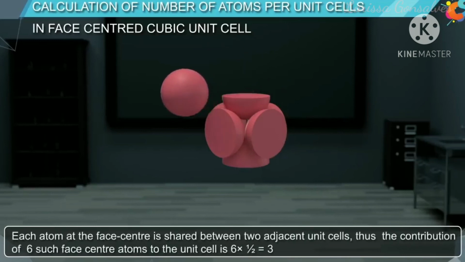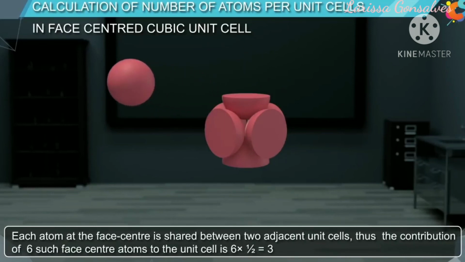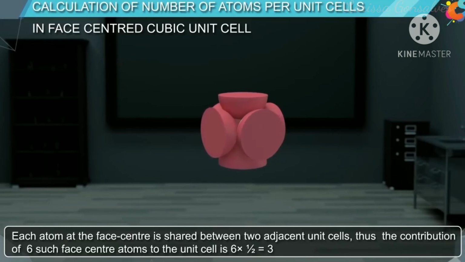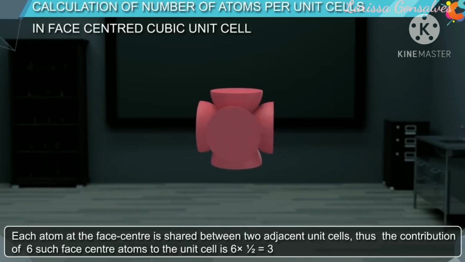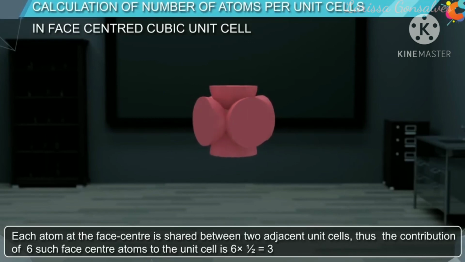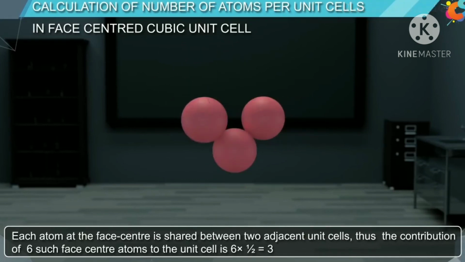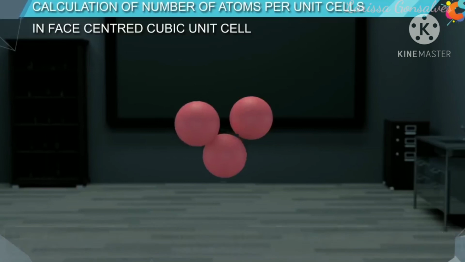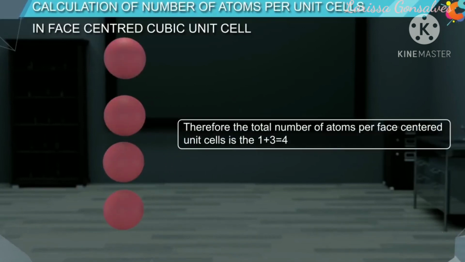Each atom at the face center is shared between 2 adjacent unit cells. Thus, the contribution of 6 such face-centered atoms to the unit cell is 6 × 1/2, which is equal to 3. Therefore, the total number of atoms per face-centered unit cell is 1 plus 3, which is equal to 4.